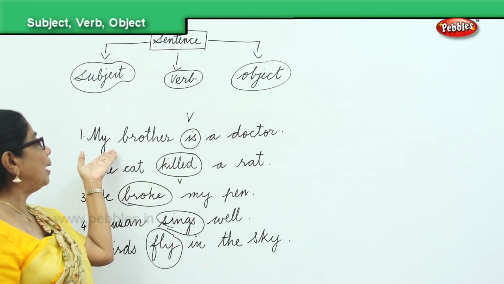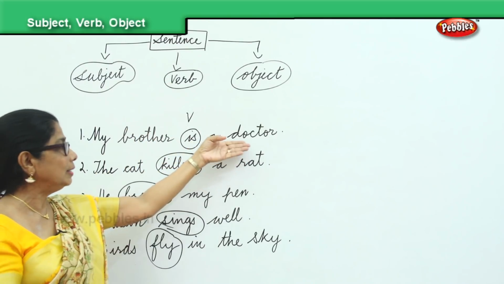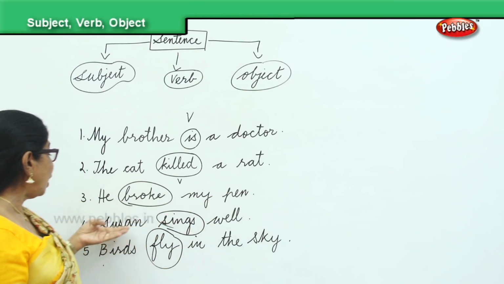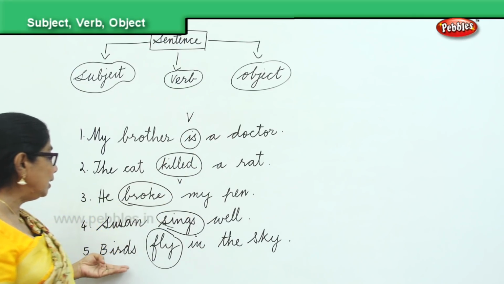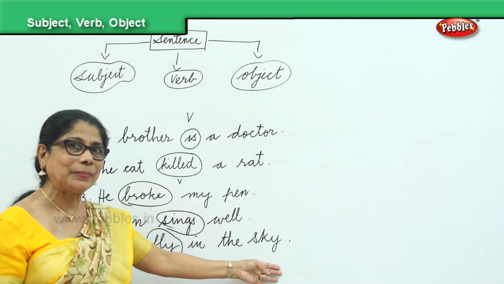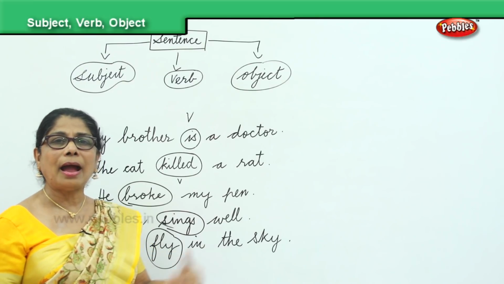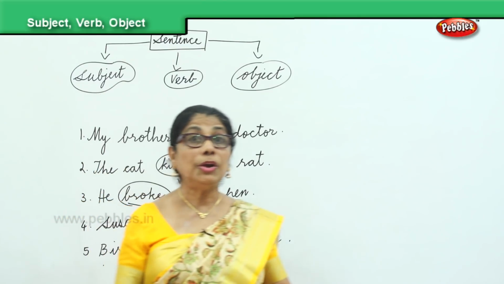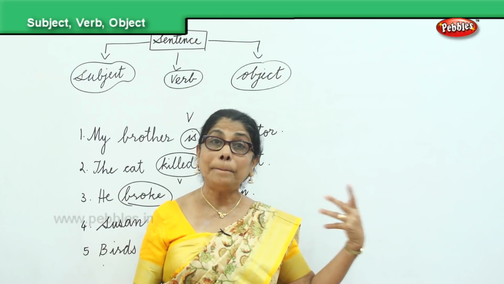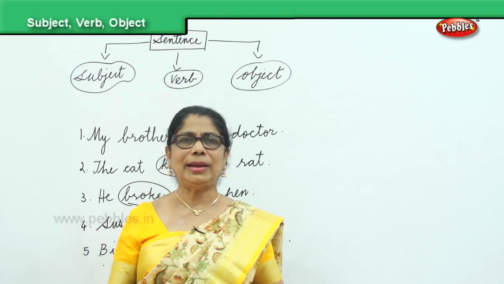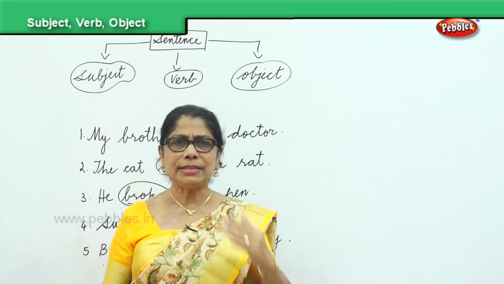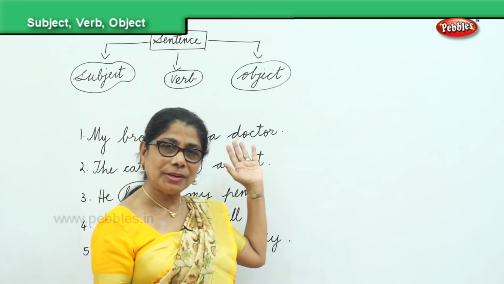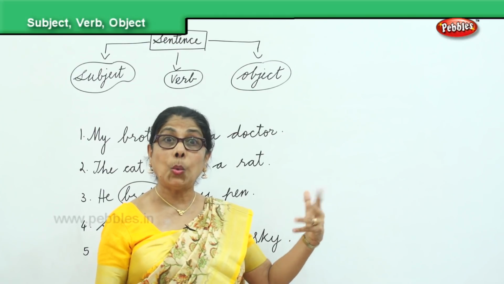Now, where is the object? Doctor is the object. My brother, what is he? Where is the object? Rat. Which is the object he broke? Pen. How does Susan sing? Well. And where do the birds fly? In the sky, object. Now, supposing I say, I drew a picture. I am the subject. What is the verb? Drew. What is the object? Picture. Now, what am I doing now? I'm teaching you. So you can say, the teacher is teaching well. Who is the subject? Teacher. Verb, teaching. How does she teach? Well.